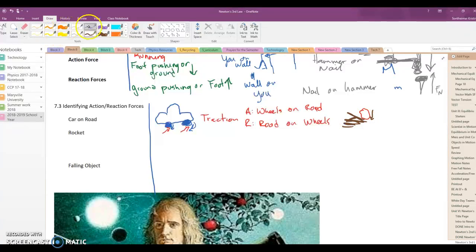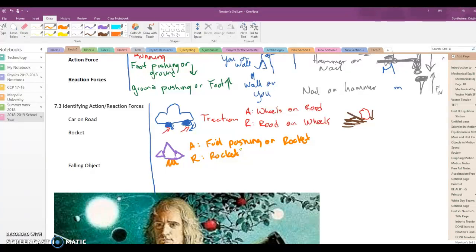A rocket, purple. Here's my rocket, right? And it launches. Woo! Okay, as the fuel, action is fuel pushing on rocket. Reaction is rocket pushing.